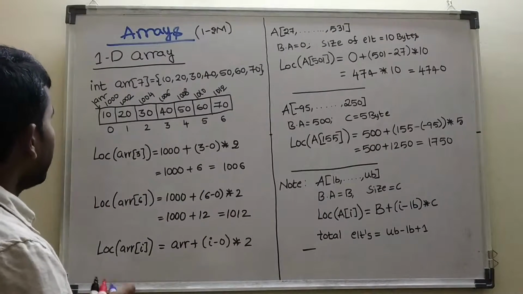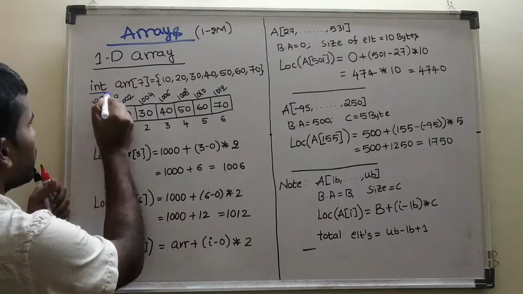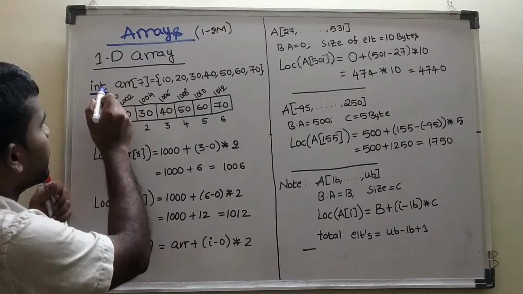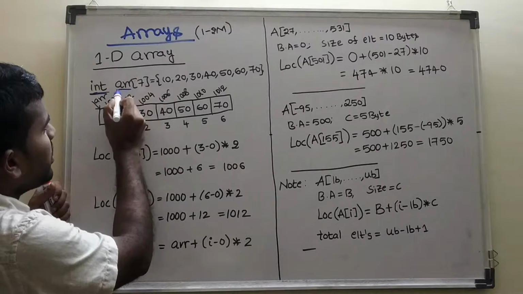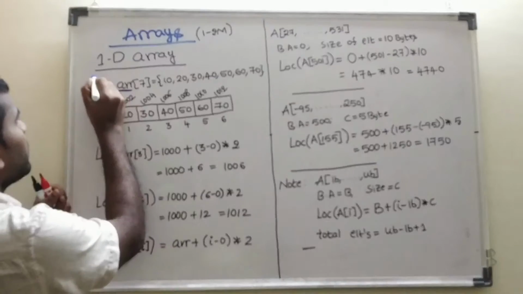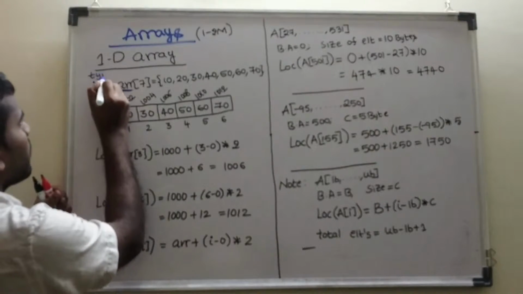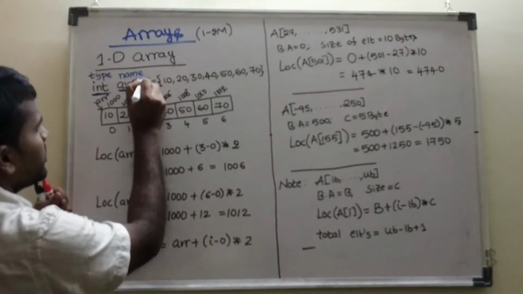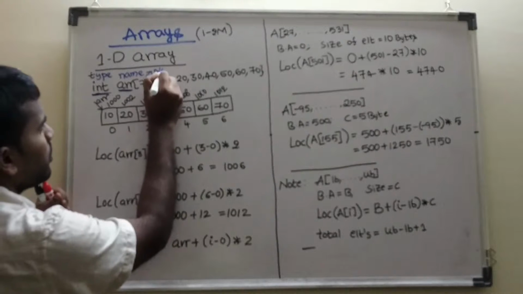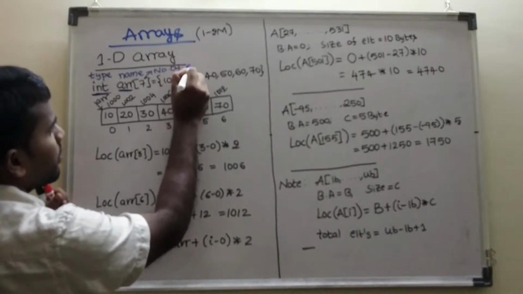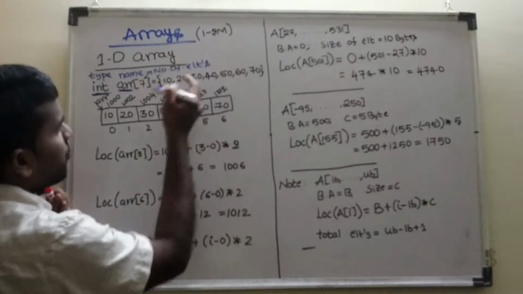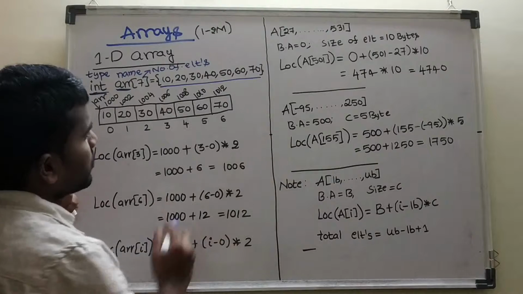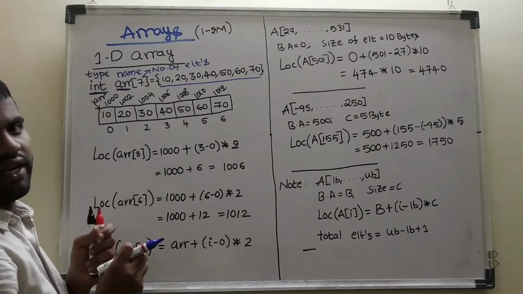In a one-dimensional array initialization, first there is a type. You can use the type as integer or character or double, float, anything. Then this is the name of the array, and this is the number of elements you want to have in the array. These are the list of elements which you want to have in the array.